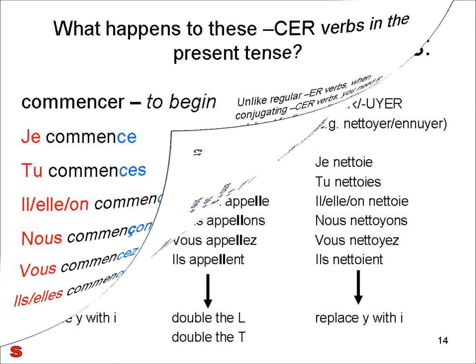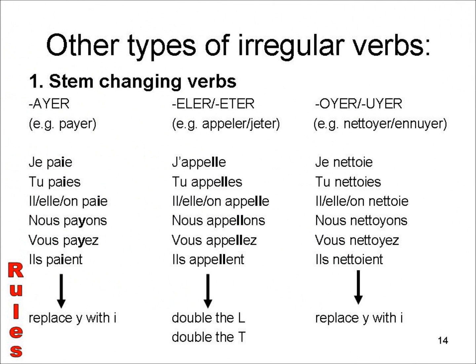Other types of irregular verbs include stem-changing verbs, i.e. verbs ending in AYER, ELER, ETER, OYER, or UYER. For the first group, the AYER, you replace the Y with an I. For those ending in ELER or ETER, depending which one, you double the L or you double the T. For verbs ending in OYER or UYER, you replace the Y with an I again.